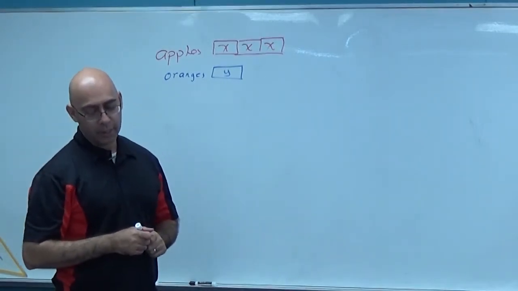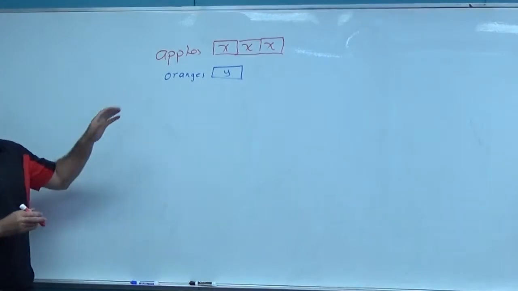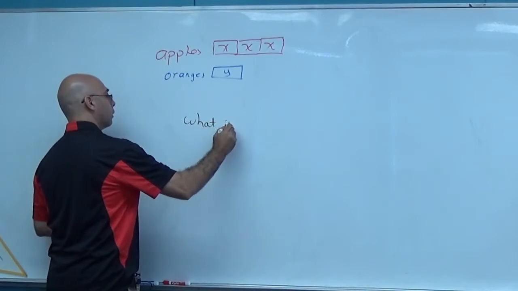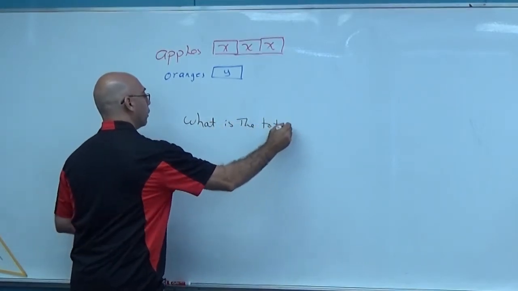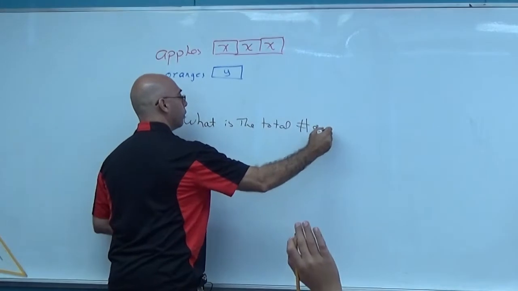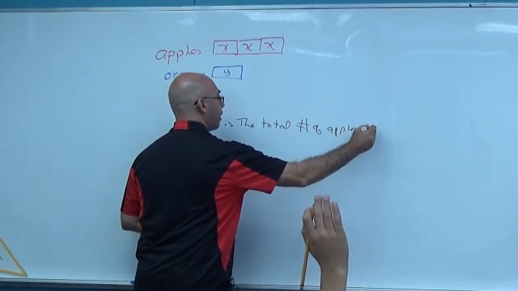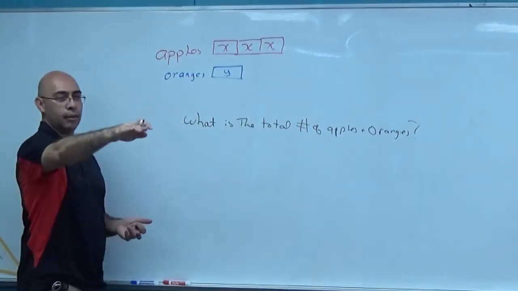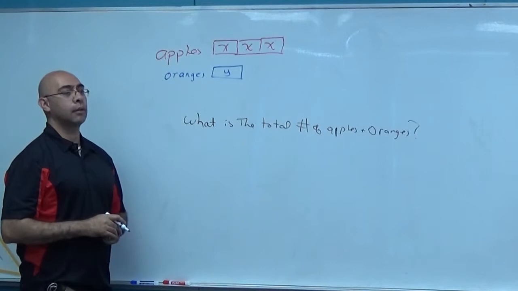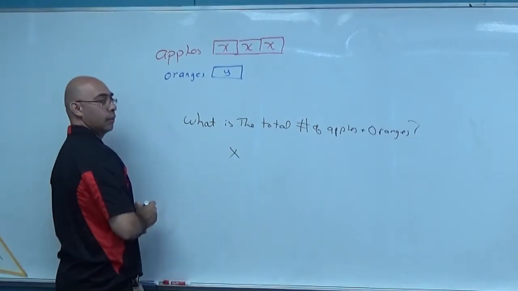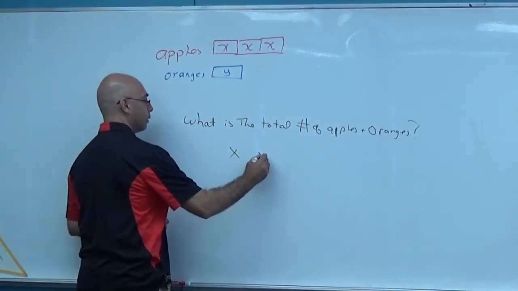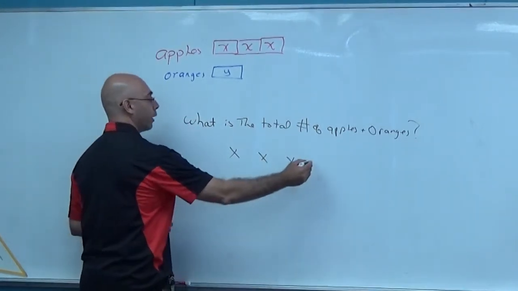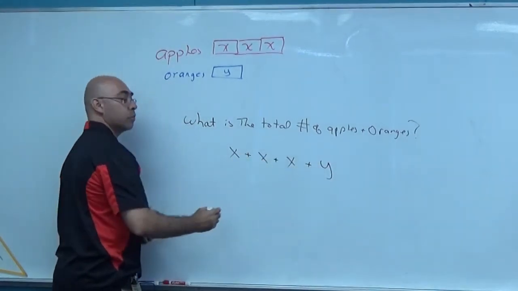They want you to express the answer in terms of X and Y. So if I were to ask the total, what is the total number of apples and oranges? How would I express that? Three X's plus Y. And you can write down X plus X plus X.